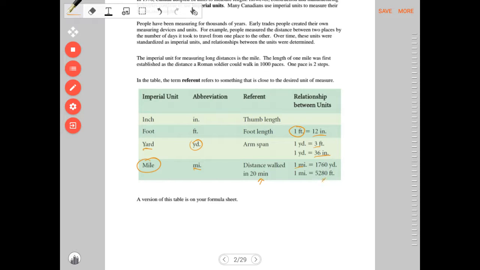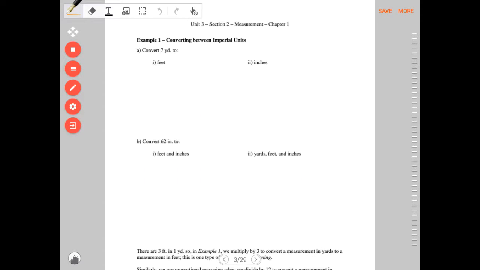If I times that by 12, we could get a mile in inches too, but we're not going to, because that's just crazy talk. But that's the idea. A version of this table is on your formula sheet, so yay. Awesome. Okay, moving along. Example 1: convert 7 yards to feet.